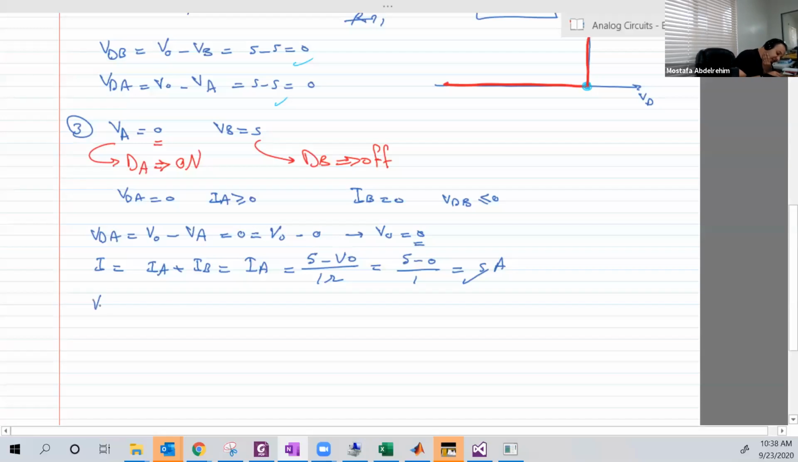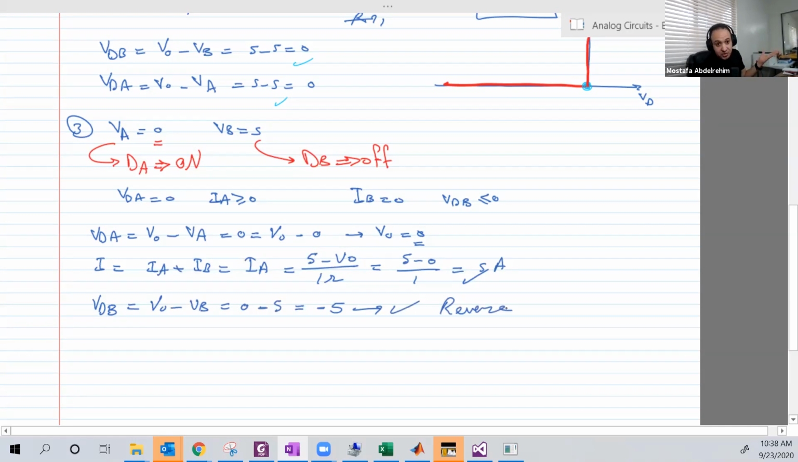Let's calculate VDB. VDB is equal to VO minus VB. VO is equal to 0, and VB is equal to the input, 5 volt. So this is equal to minus 5. Wow, so it was reverse. That's right, it was reverse. And of course, if the diode is reverse, no current will flow. So our assumption is correct.